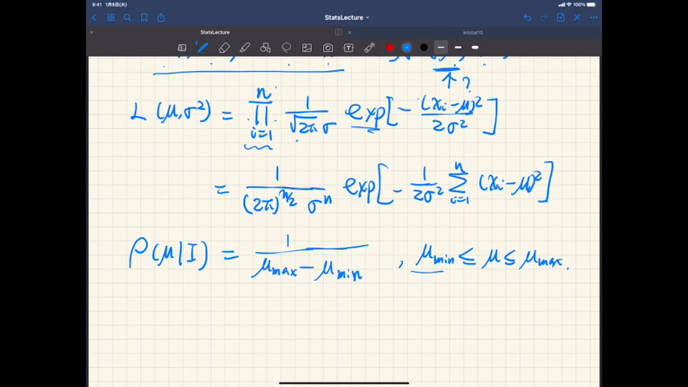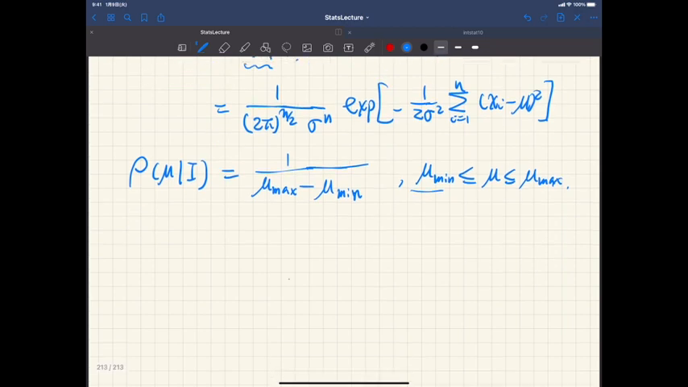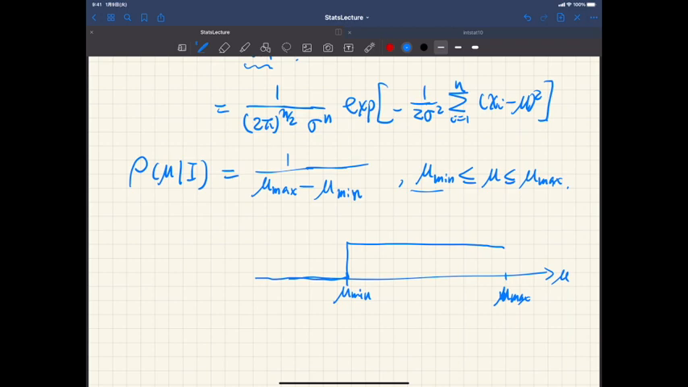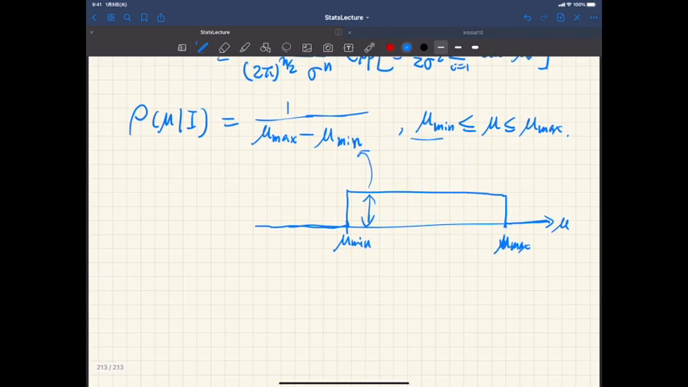Okay, this is a uniform distribution. It will look like this. So this is mu, mu min, mu max. So 0 and some positive value and 0. So this value is this.